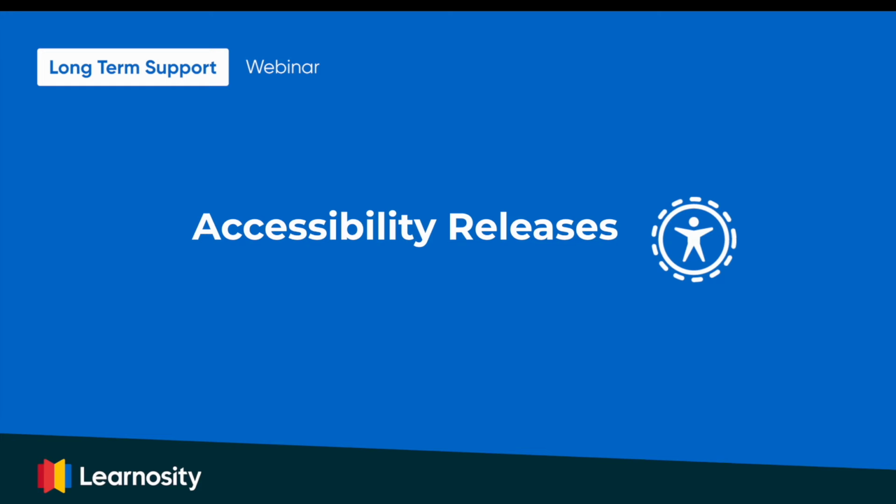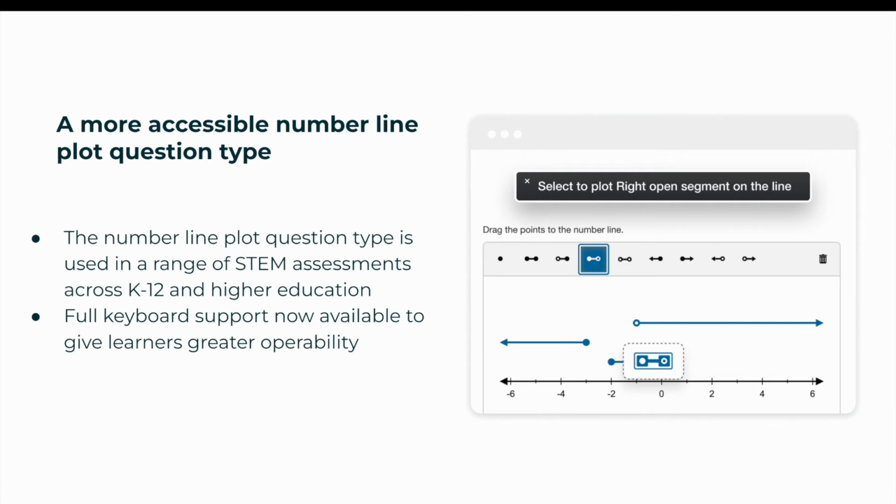We've also made a lot of progress in accessibility lately. The first item is with the number line with plot question type, which is used in a range of STEM assessments. With this comprehensive update, we've added keyboard and screen reader support.